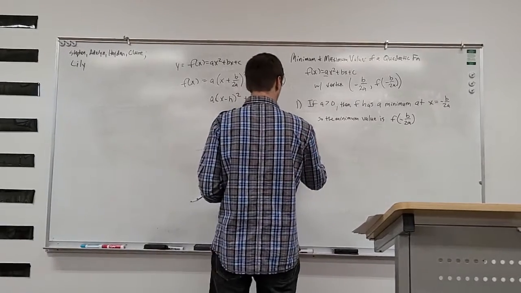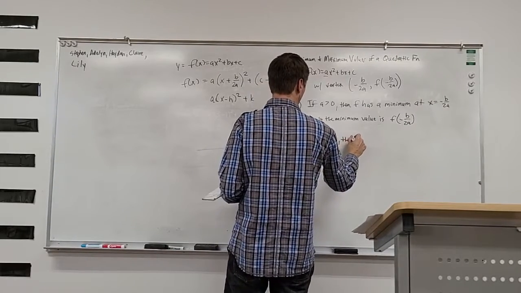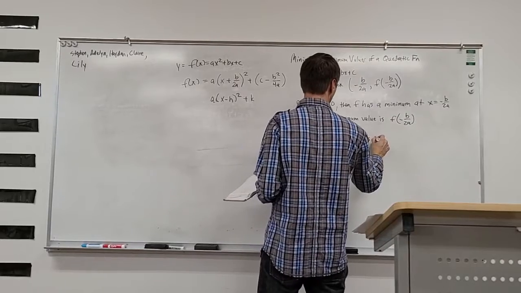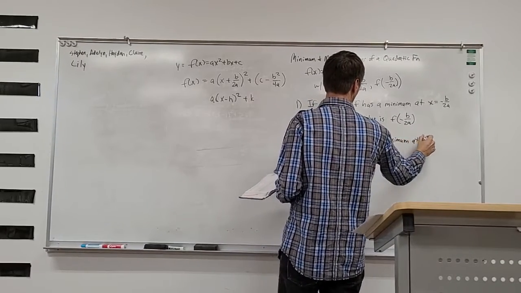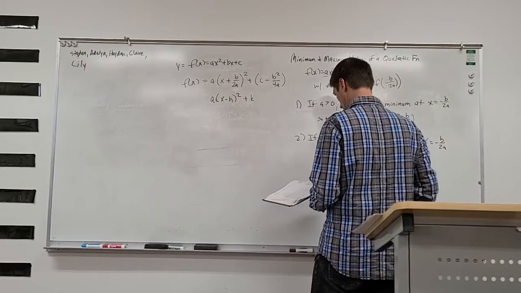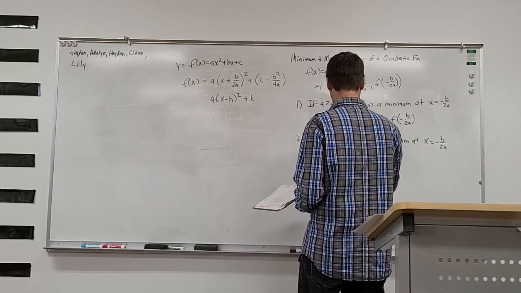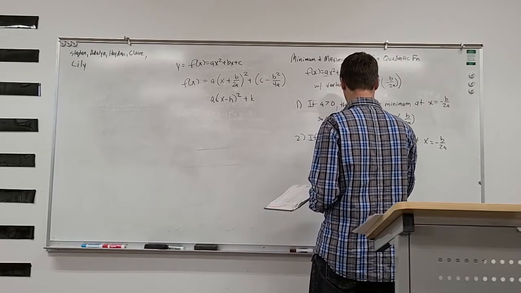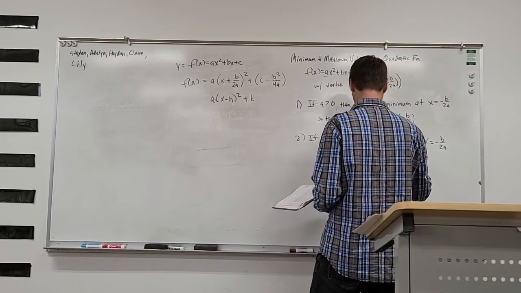And so the opposite is true. If a is less than 0, then f has a maximum at x equals negative b over 2a. The max value is f of negative b over 2a.